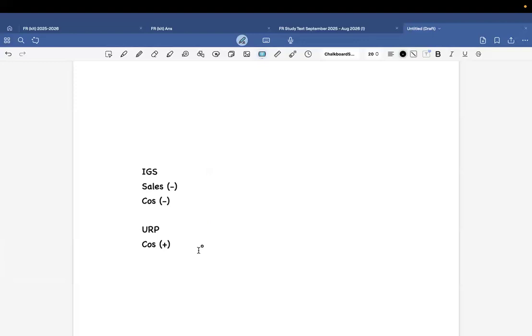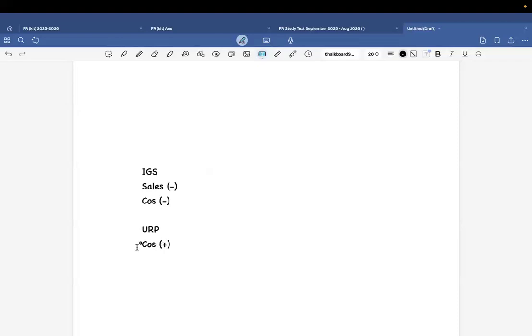Now the IGS, that is the intra-group sales. That means the selling price. Understood? Yesterday, in this case, it was 2,600, I suppose. I don't remember the value, but that was the situation. 2,600, I think. So that 2,600 would be deducted from sales and COS. Understood? And the 600 that you get as a URP would be added back to cost of sales.